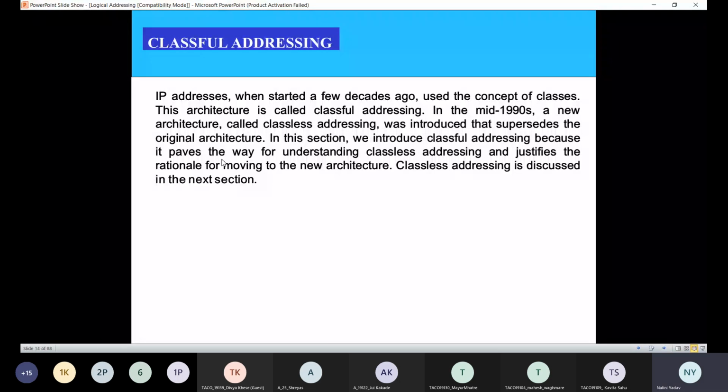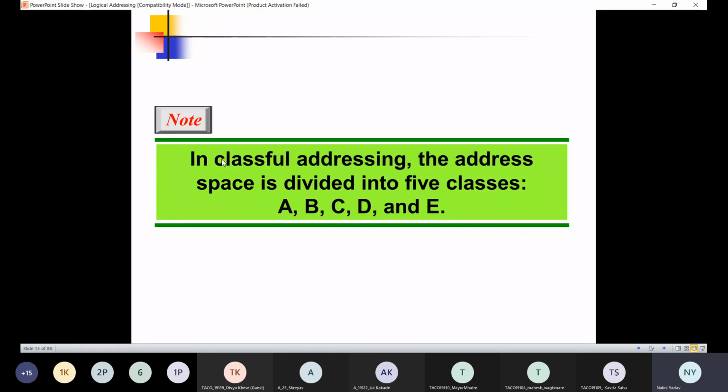So now what is classful addressing? IP addresses, when they started a few decades ago, used the concept of classes, correct? So classful addressing is an old concept, right? In the mid 90s we got one more concept, which is classless addressing, and that classless addressing supersedes classful addressing. Today we will look in detail at both classful and classless addressing. In classful addressing we have 5 total classes: A, B, C, D and E. Let's look into all 5 classes in detail.